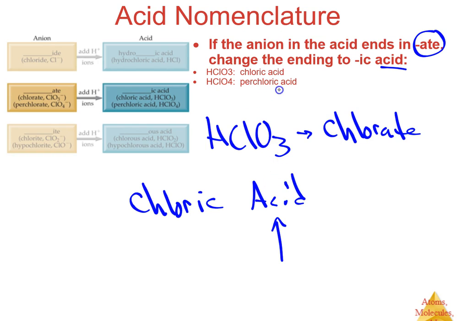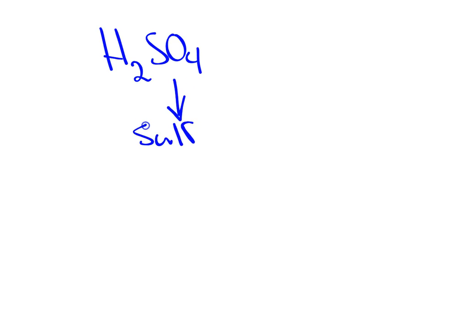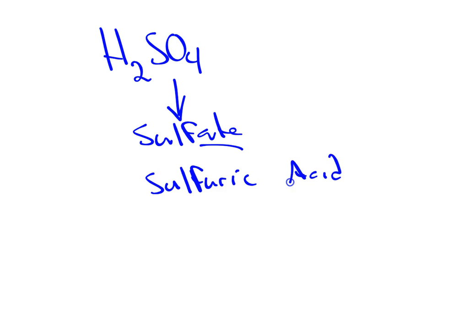Okay? Perchloric comes from perchlorate. Get rid of ATE. It becomes ic, and it's perchloric acid. The most common one you are familiar with that's just ic is H2SO4. SO4 is called sulfate. Since it's ATE, it becomes ic, sulfuric acid. Sulfuric acid. We all right with that?